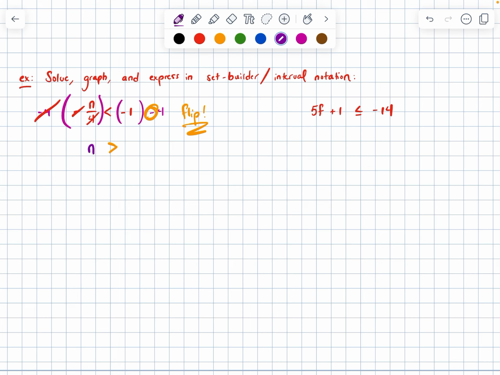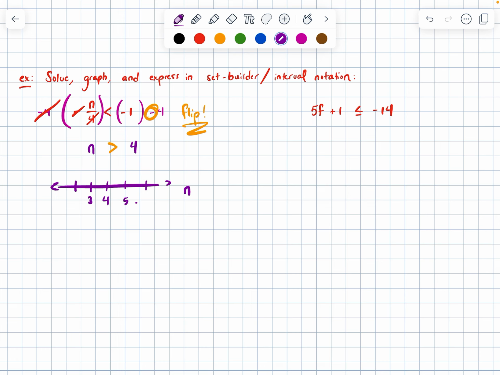Well, on the left side, negative 4 and this negative 4, they cancel out. I'm just left with my n. And on the right side, I've got negative 1 times negative 4. This is positive 4. Magnificent. So n is greater than 4 is the inequality I need to graph.